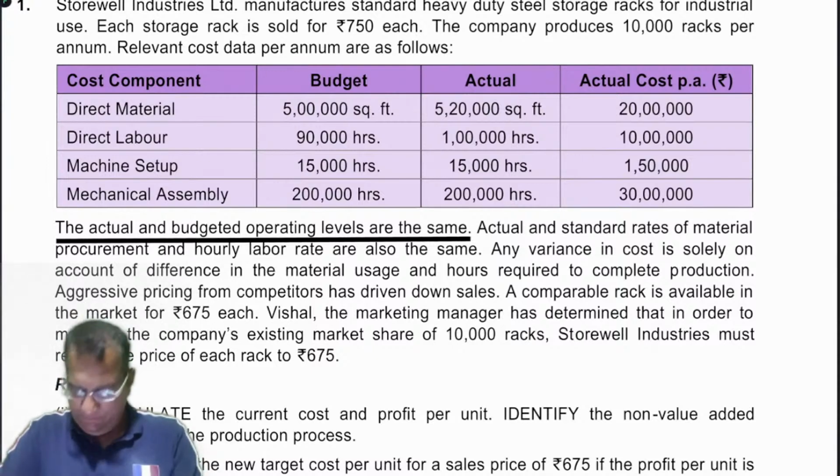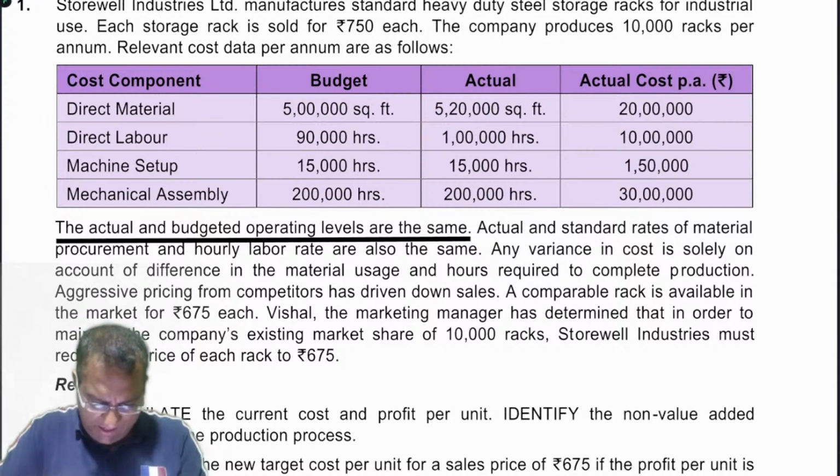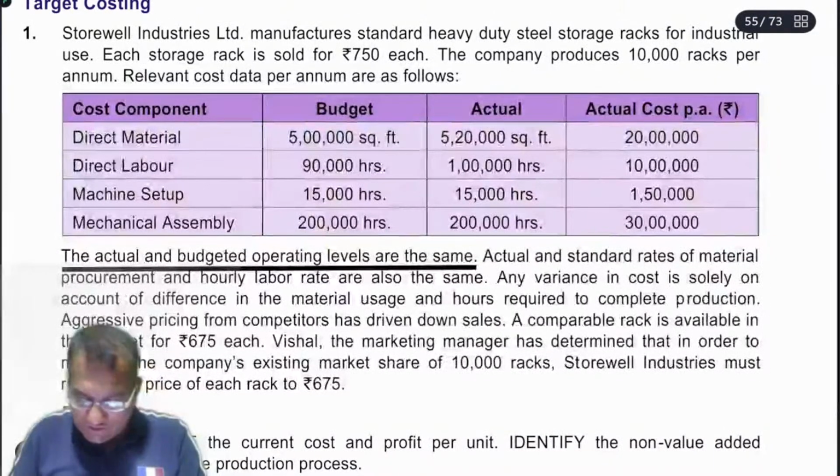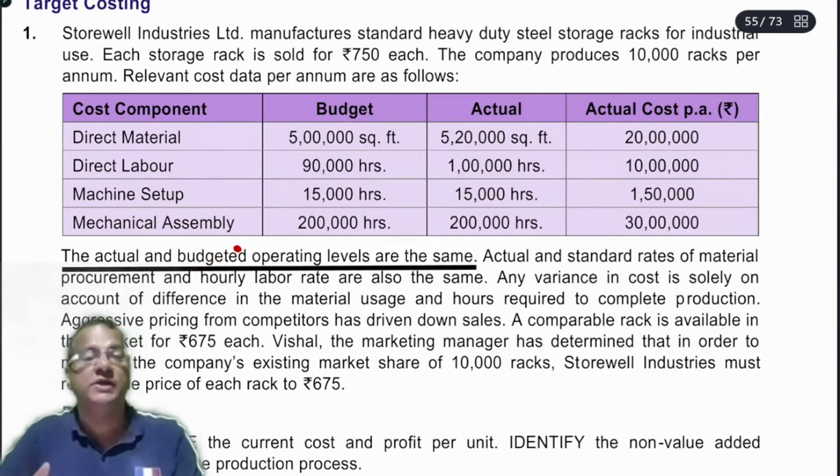I'm waiting for your answer, beta. Please communicate. The budgeted and the actual operating level are same. What does this mean? Ajit and Bhavin have given the correct answer. The actual and budgeted operating level are same. It means the budgeted output and the actual output are same. Say the actual output is 10,000 racks, right? In this case, the unit is number of racks. The company produces 10,000 racks. This is the actual output, while the budgeted output is also 10,000.